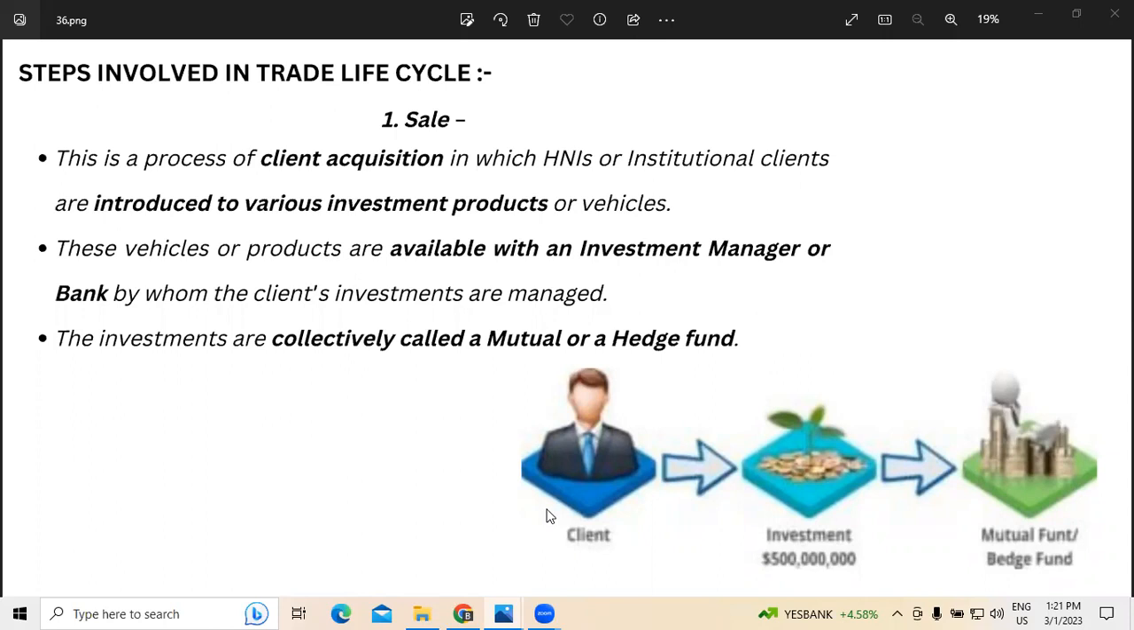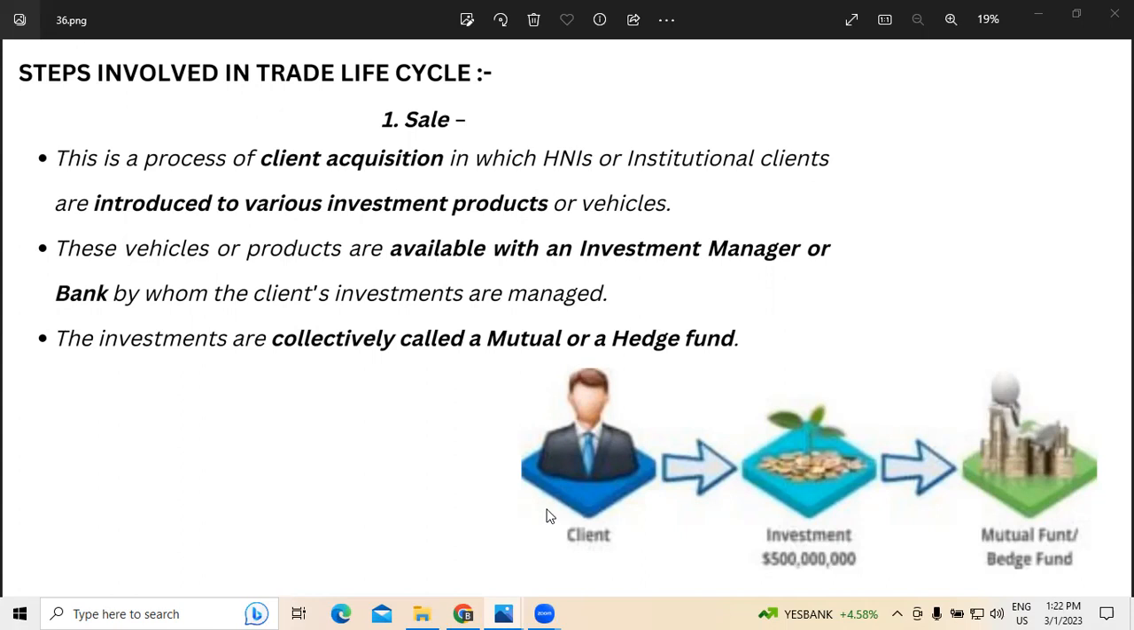As you know, understanding the trade life cycle of any financial institution or bank is essentially important for anyone who wants to pursue a career in the field of investment banking. This video is meant for people who are planning their career in investment banking or who want to get some exposure to it. Today we are discussing the steps involved in the trade life cycle, as follows.